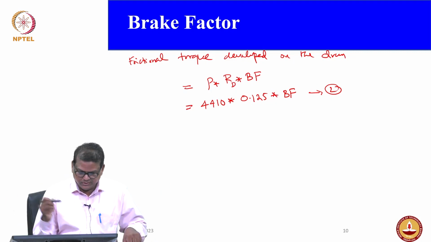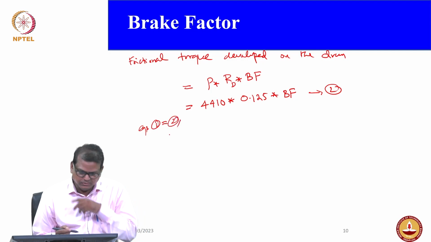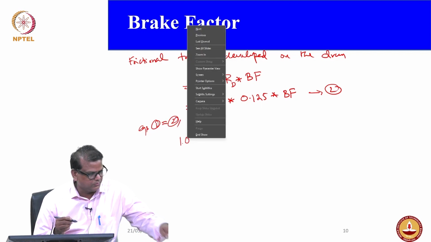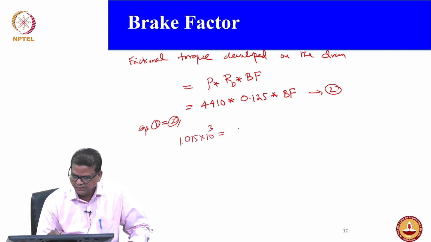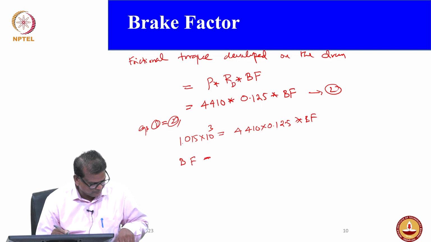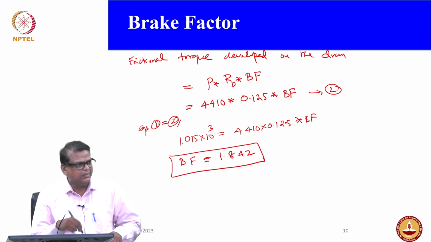So if we do equating equation 1 to equation 2, I can find out. This is 1015 into 10 power 3, so many Newton meter. If I do that, 4,400 into 0.125, I will get the BF. Okay. So my braking factor should be 1.842. So already we got it. Right, BF we got it.